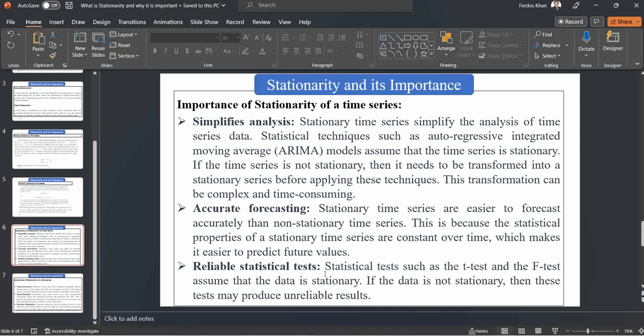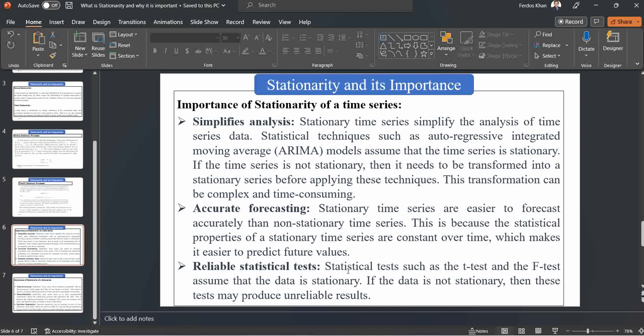Reliable statistical tests. Statistical tests such as the t-test and the F-test assume the data is stationary. If the data is not stationary, then these tests may produce unreliable results. If you know the assumptions of the t-test and F-test, they say that the data is independently distributed, I mean some sort of IID.